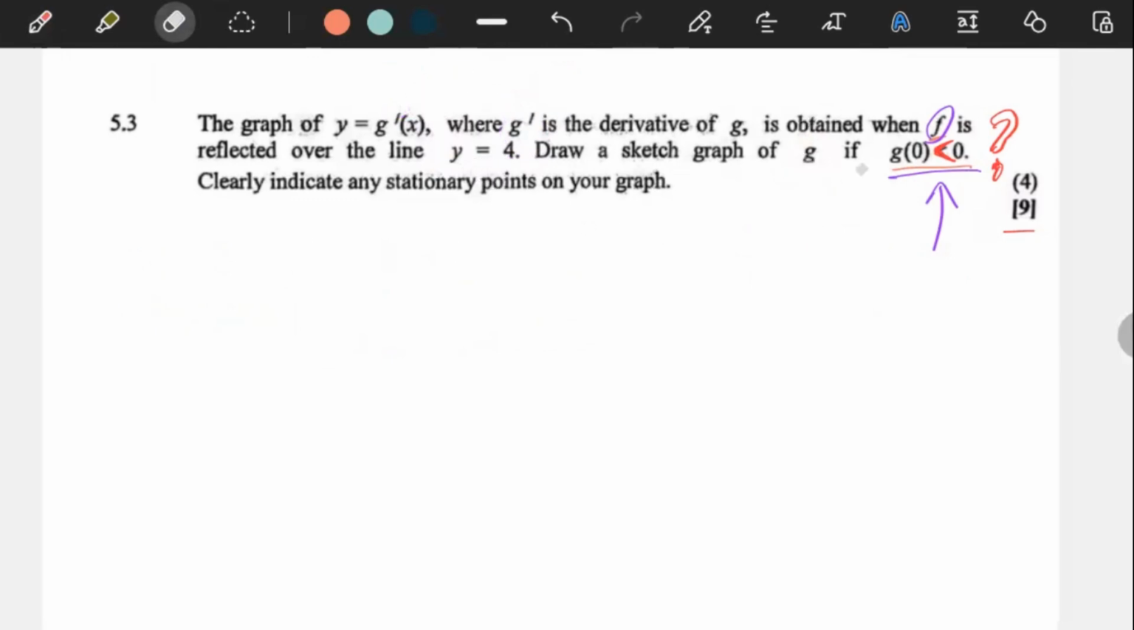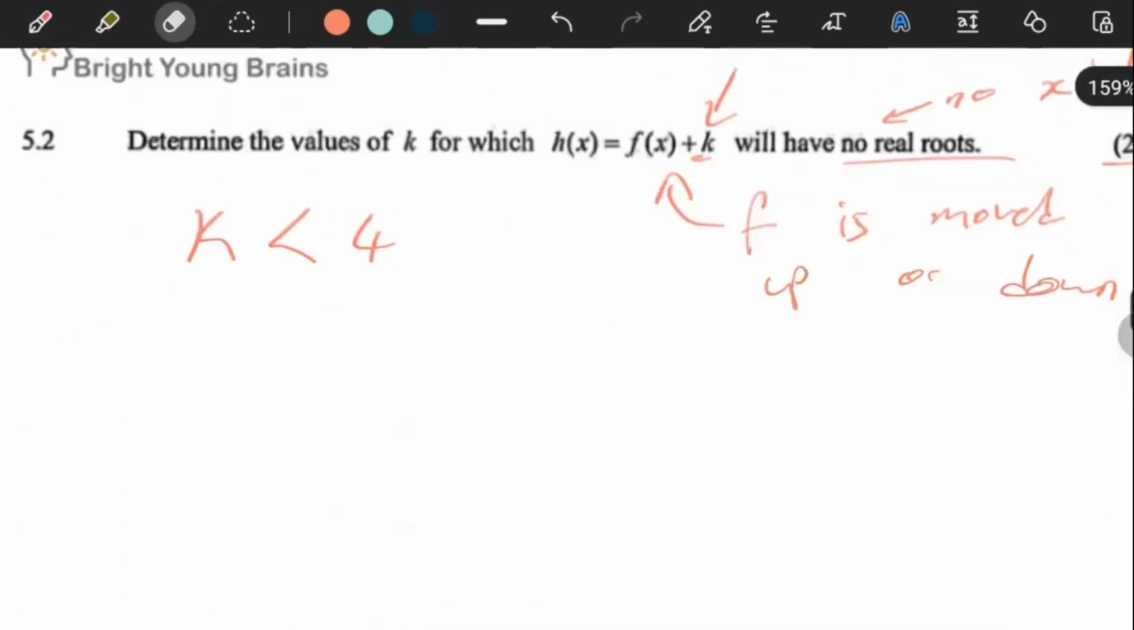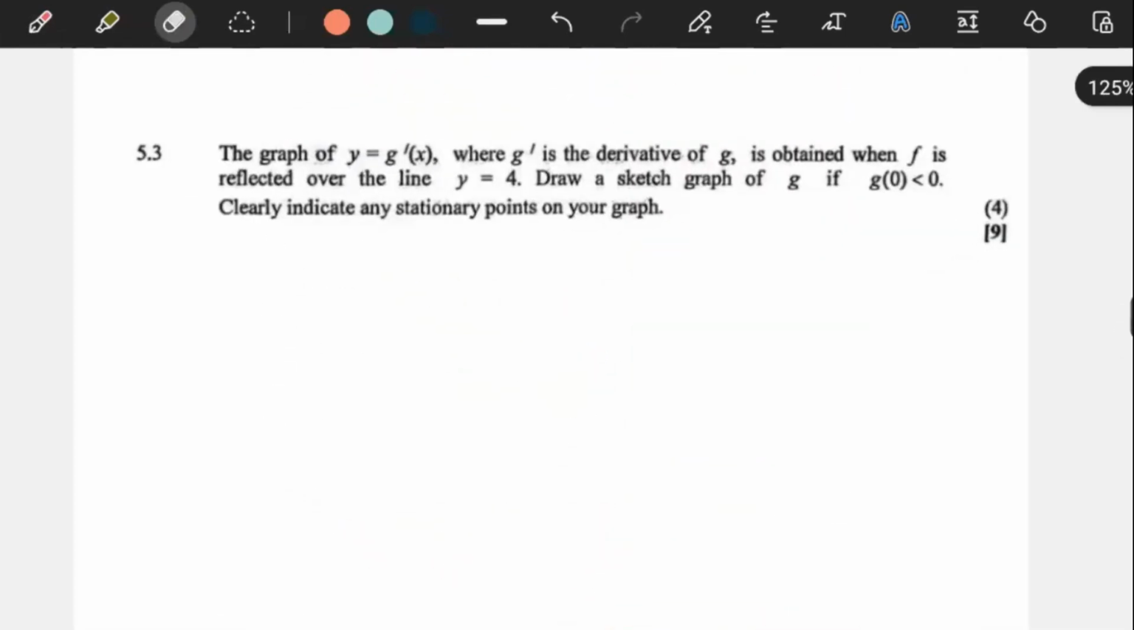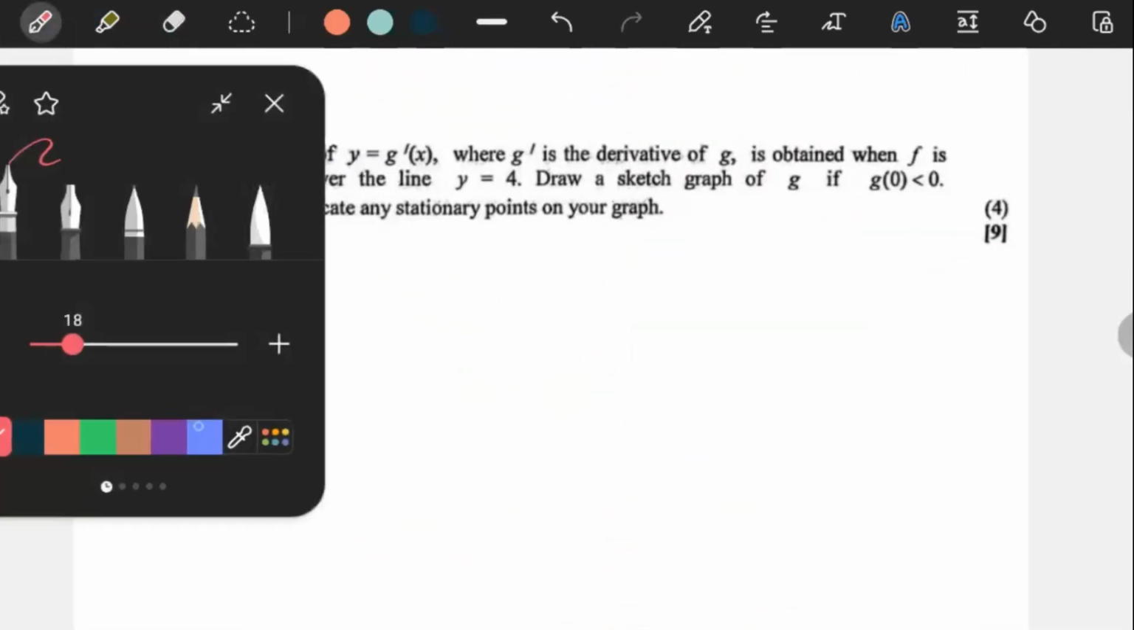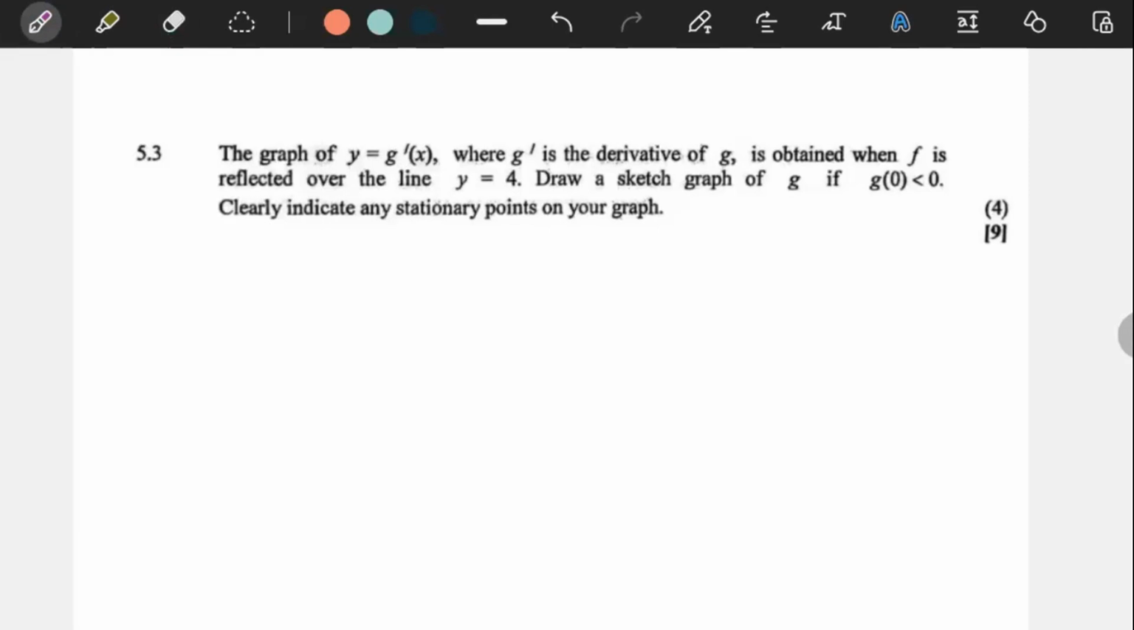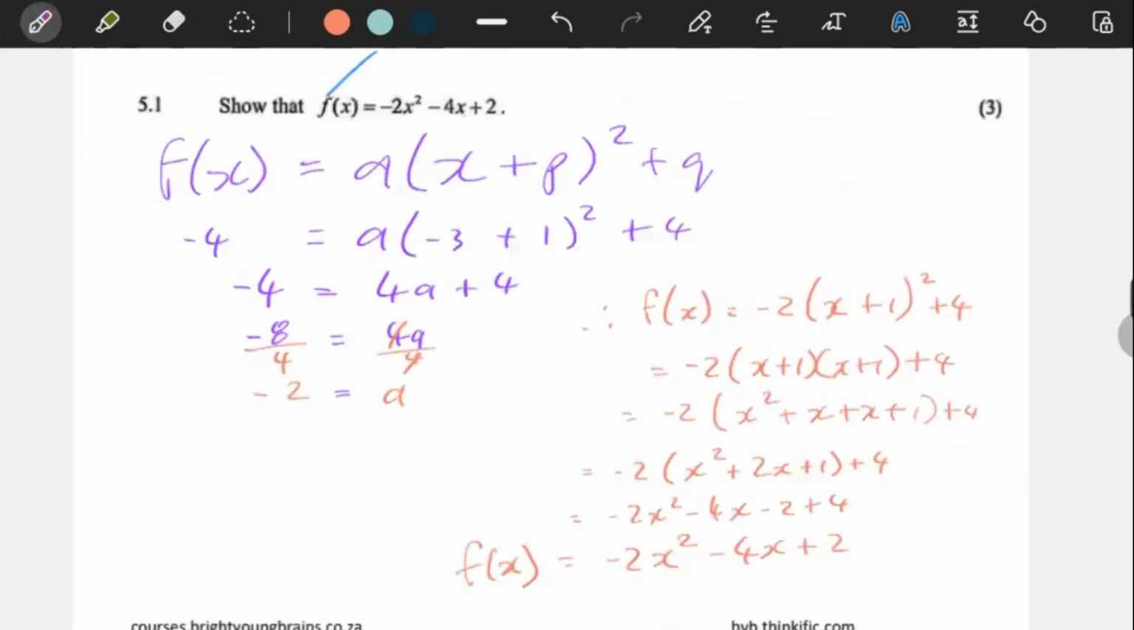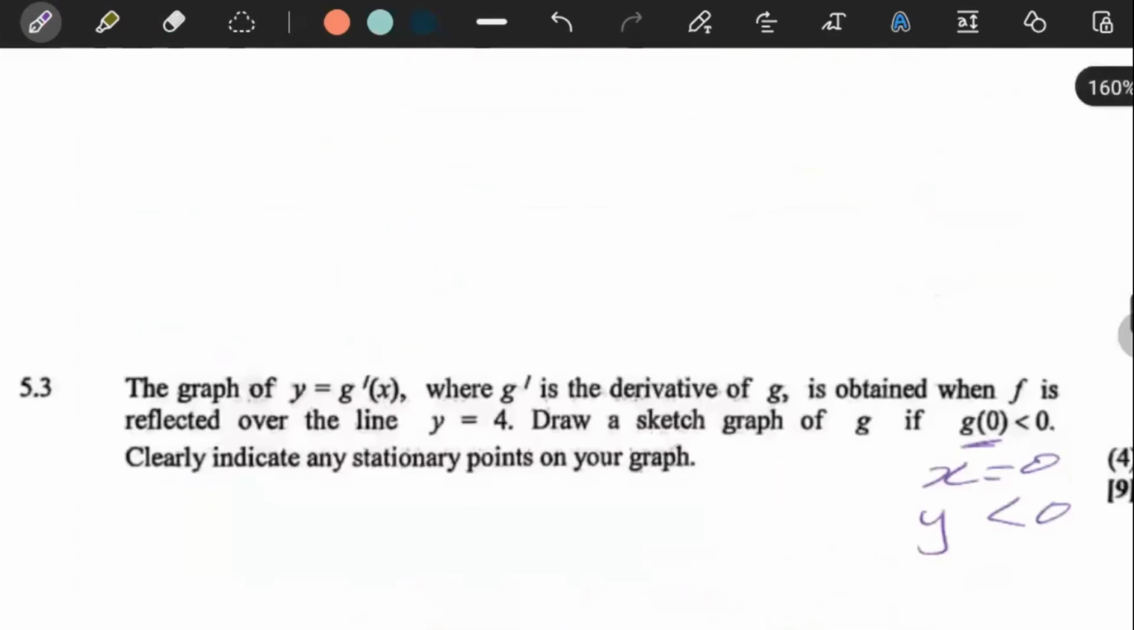Question 5.3, you can see here, I have previously attempted this question, but here we are. It says there the graph of y is equal to the first derivative of g. They said it is obtained when f is reflected over the line y is equal to 4. Draw the sketch of g where x is 0, the y value is below 0. So the y value is negative. Indicate any stationary points on the graph. So the first place to start is obviously with the image that we have been given.